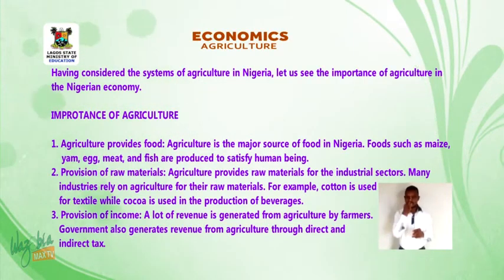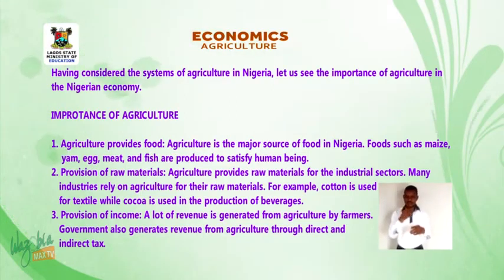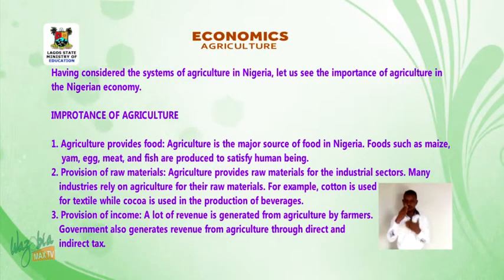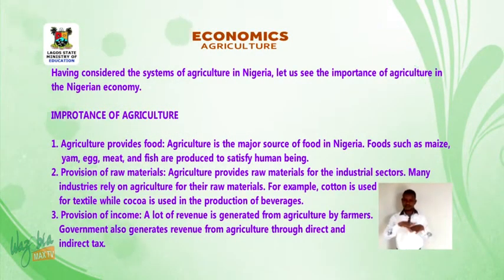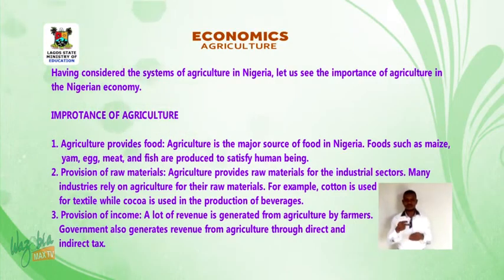Number 1, agriculture provides food. Agriculture is the major source of food in Nigeria. Food such as maize, yam, egg, meat, and fish are produced to satisfy human beings.